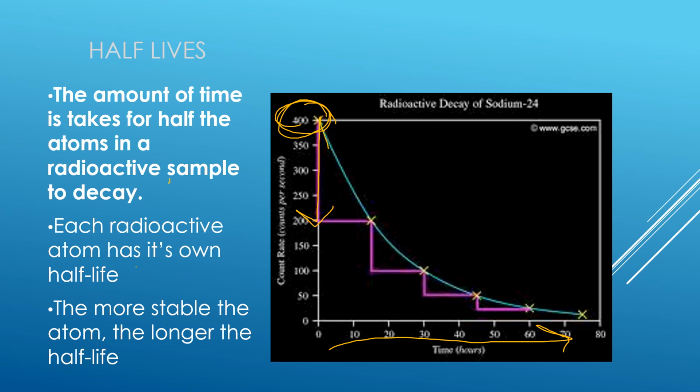So what this graph shows me is that after 20 hours, half of my sample remains. So I started out with 400 atoms, and after 20, well, maybe not 20, that actually looks like it's less than 20. I would call that maybe 15 to 18 hours. My sample has decayed by half. I have half of the number of atoms. Each radioactive atom has its own half-life, and the more stable the atom is, the longer that half-life will be. The only thing I need you to write down for half-life is what you see in bold: the amount of time it takes for half of the atoms in a radioactive sample to decay.